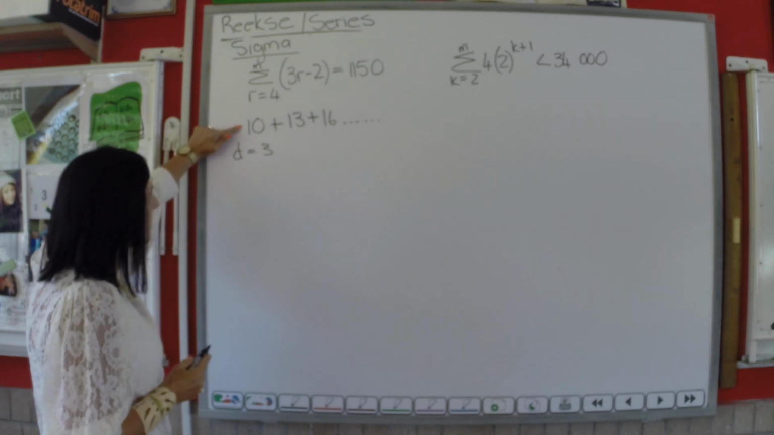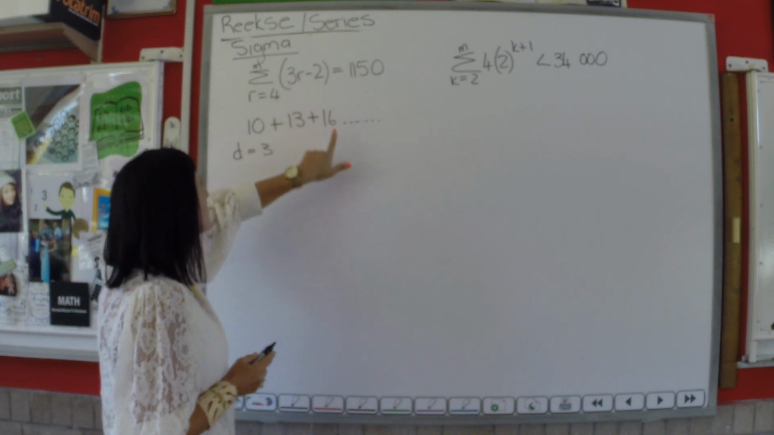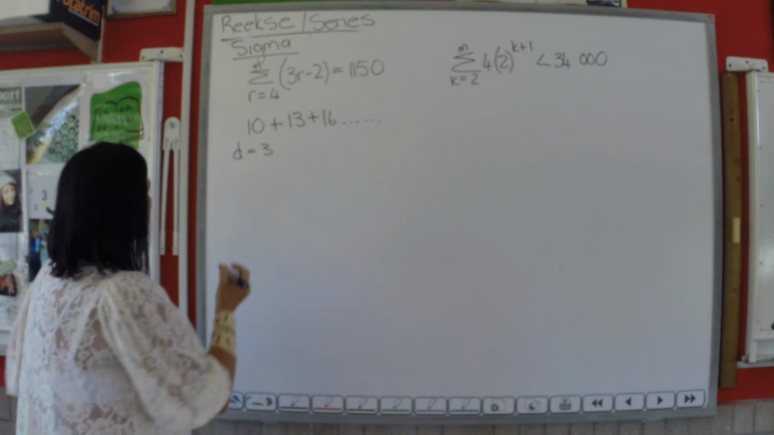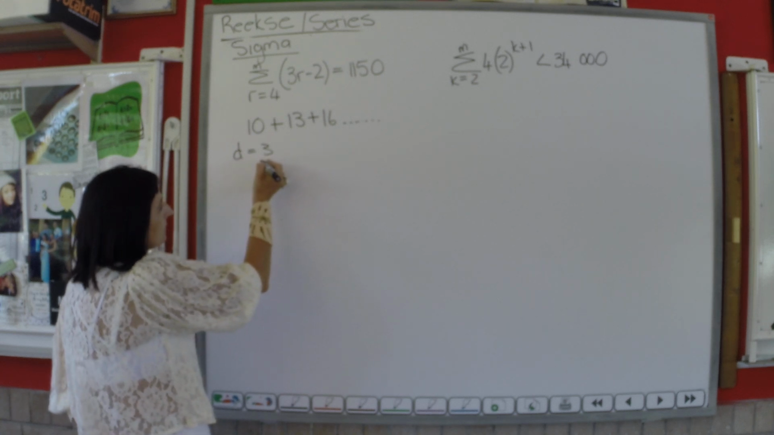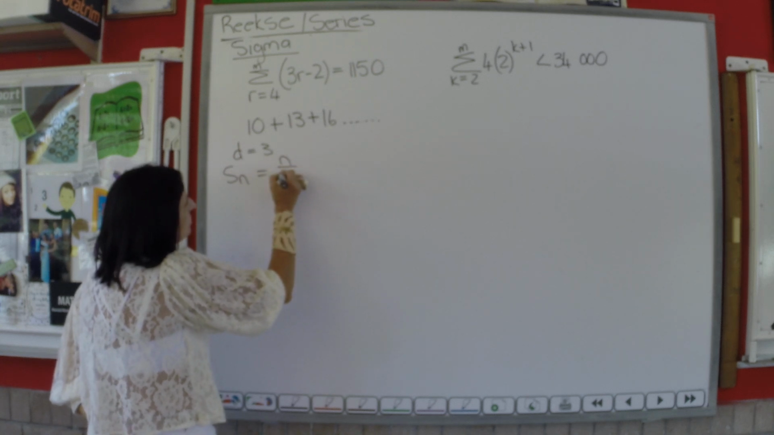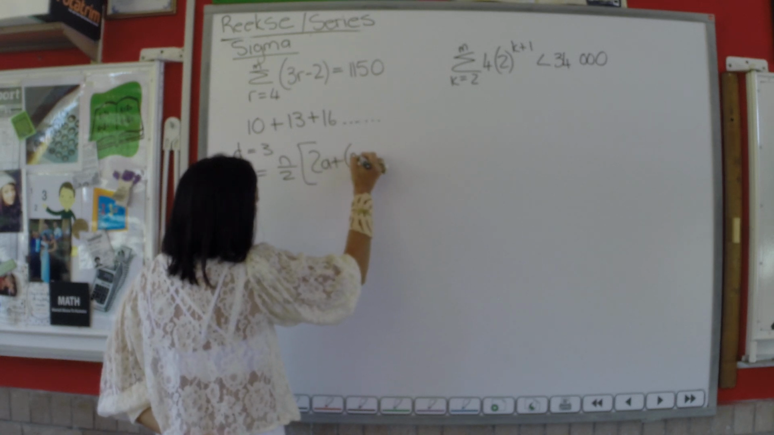So I've done it here, substitute 4 to get 10, 13, 16. So the sum of gives me 1150. So let's see, we see that this is an arithmetic series. So the sum of is going to be n on 2, 2a plus (n minus 1)d.